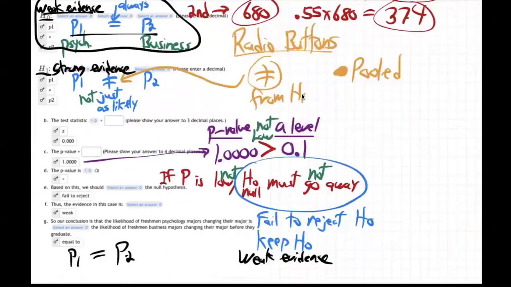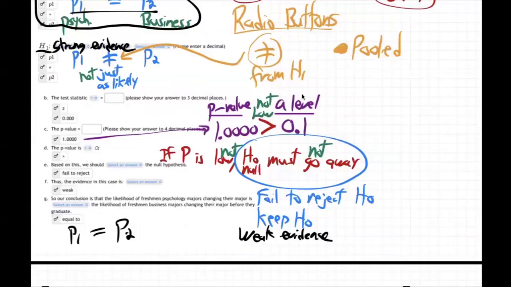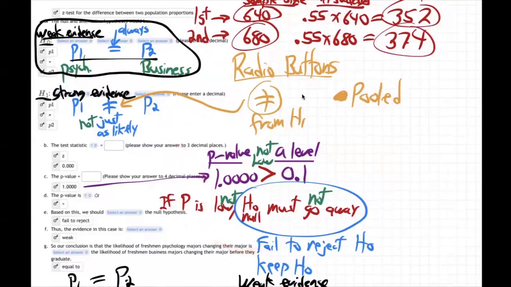And how'd you know you wanted H0? Well, right here, if the P is low, the null must go. But if the P is not low, our P was greater, the null must not go away. So in our case, the null is not going away. I'm failing to reject the null. I'm not rejecting the null. I'm keeping the null. If I'm not rejecting it, I'm keeping it. So I went, oh, okay, the null's the one I'm keeping. Let's go up and see what the null has to say.